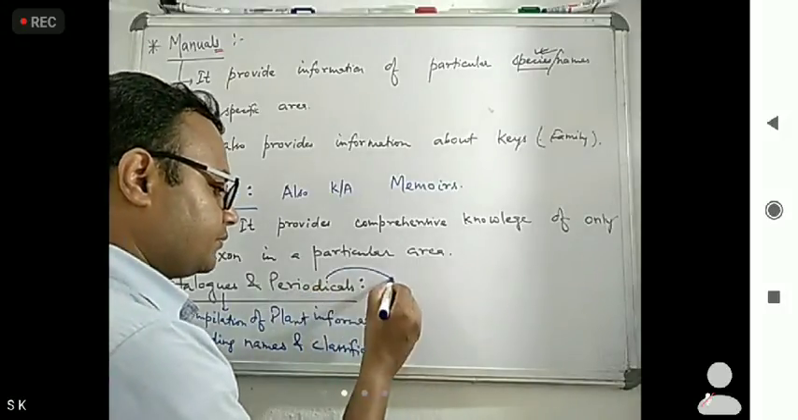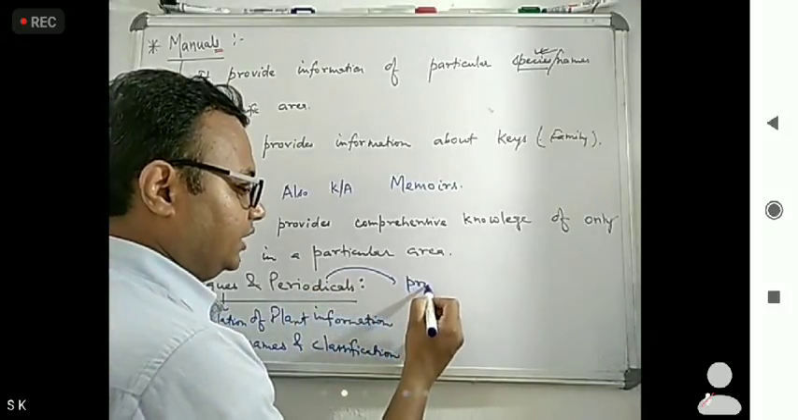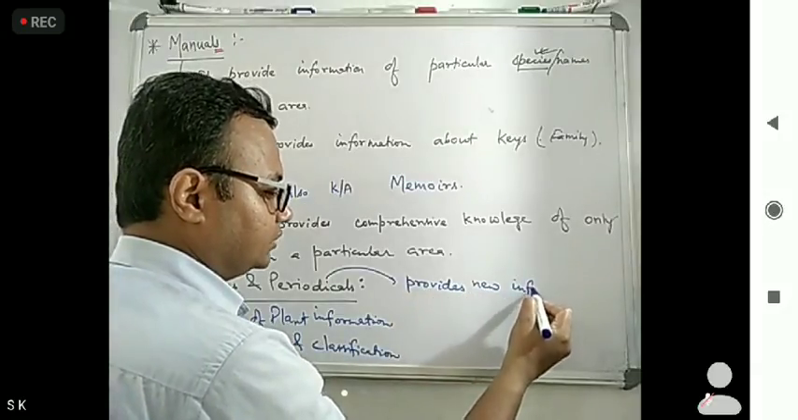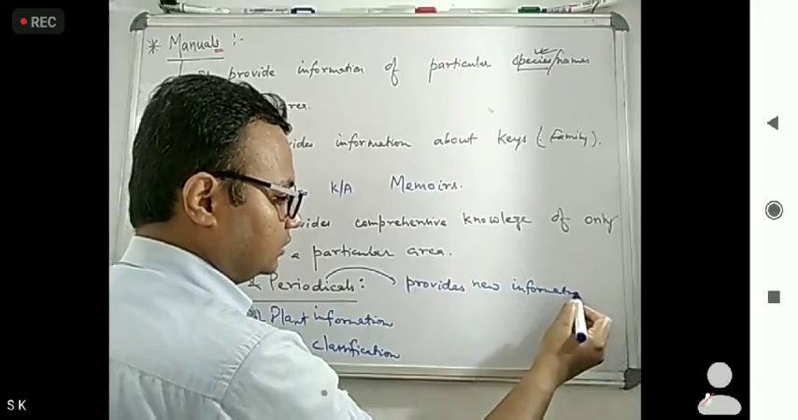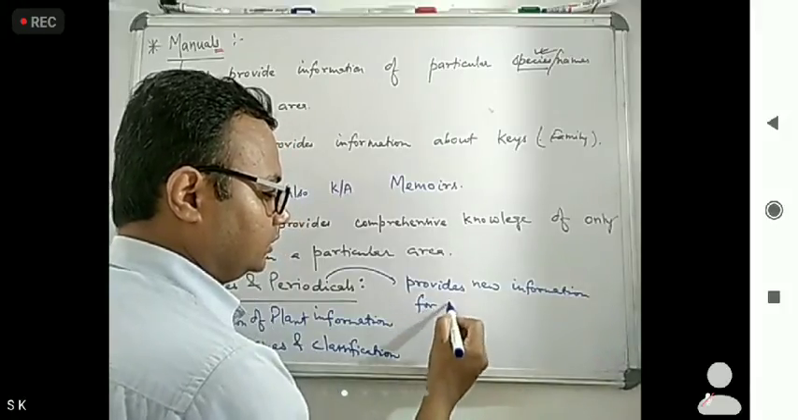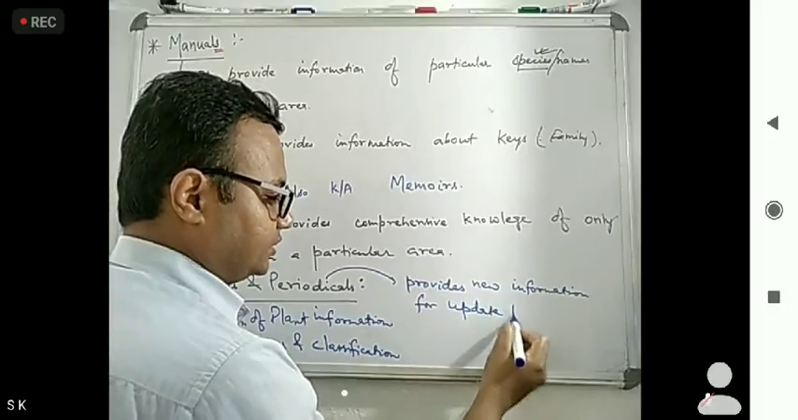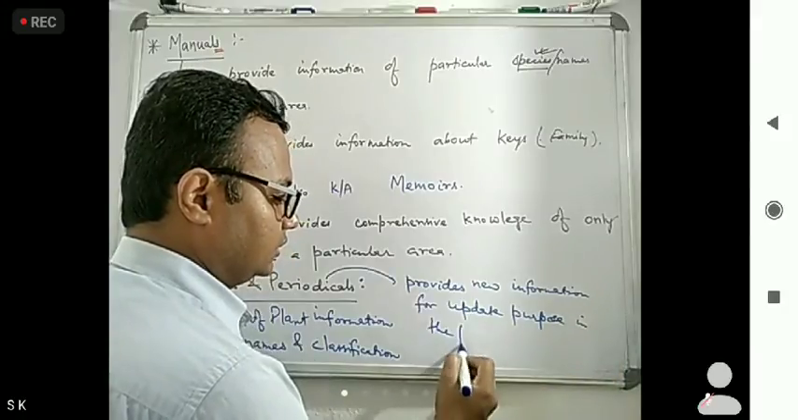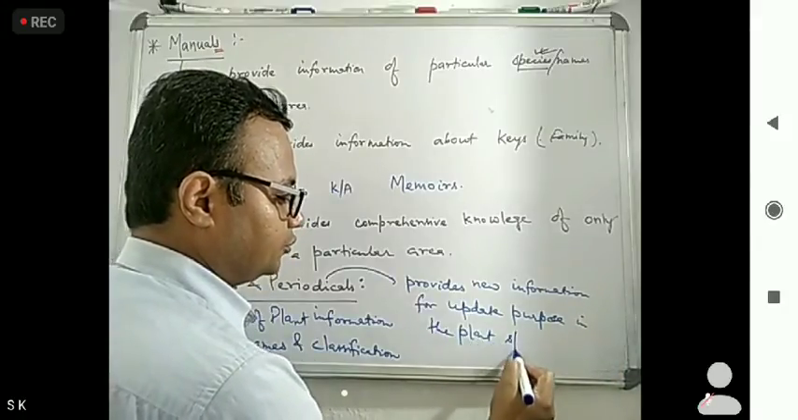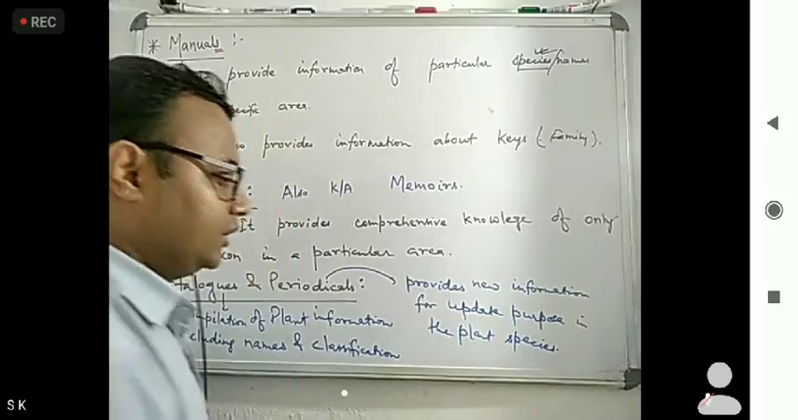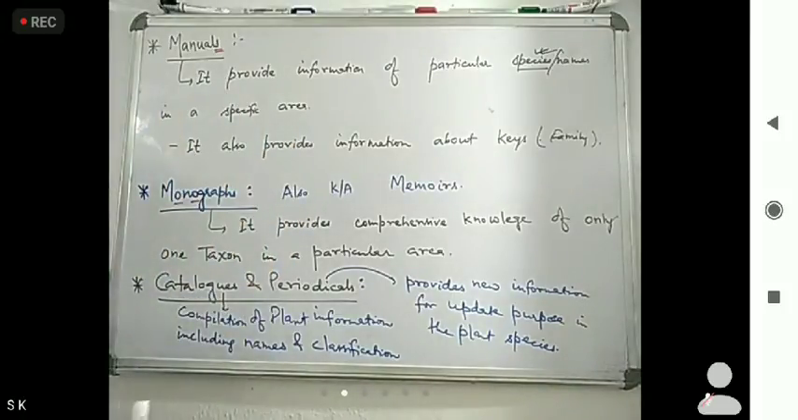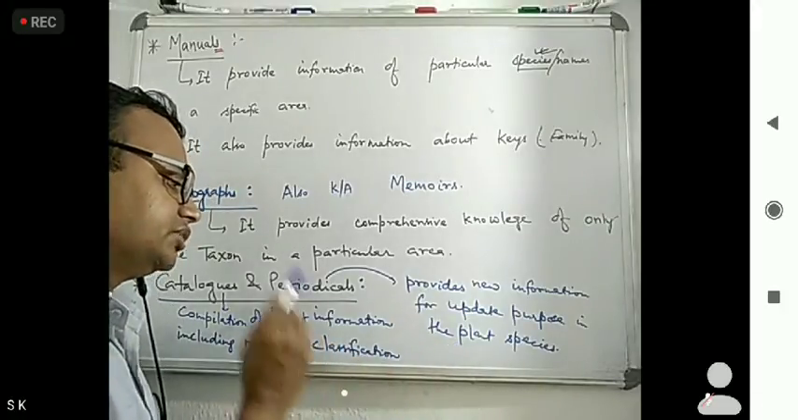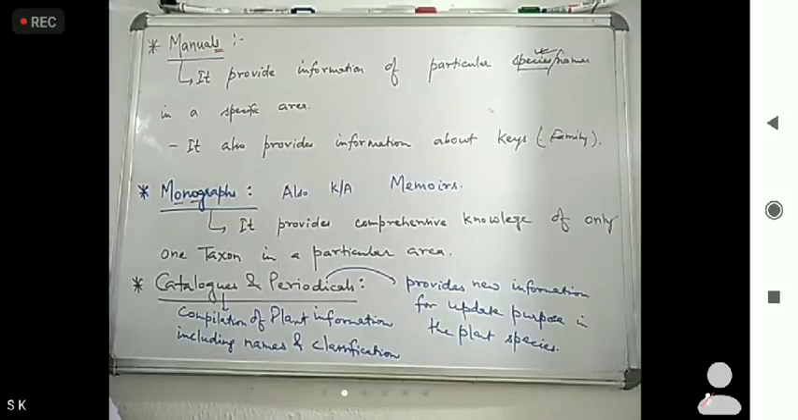So it provides new information for update purpose in the plant species. Okay, so if any dictionary or books provide new information for update purpose in the plant species, that is known as periodicals. And catalogues are what?